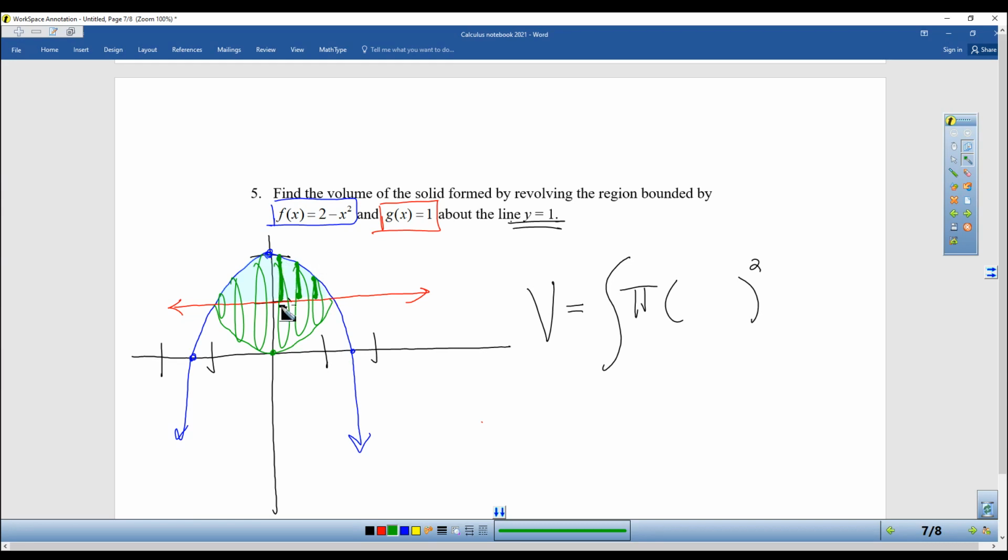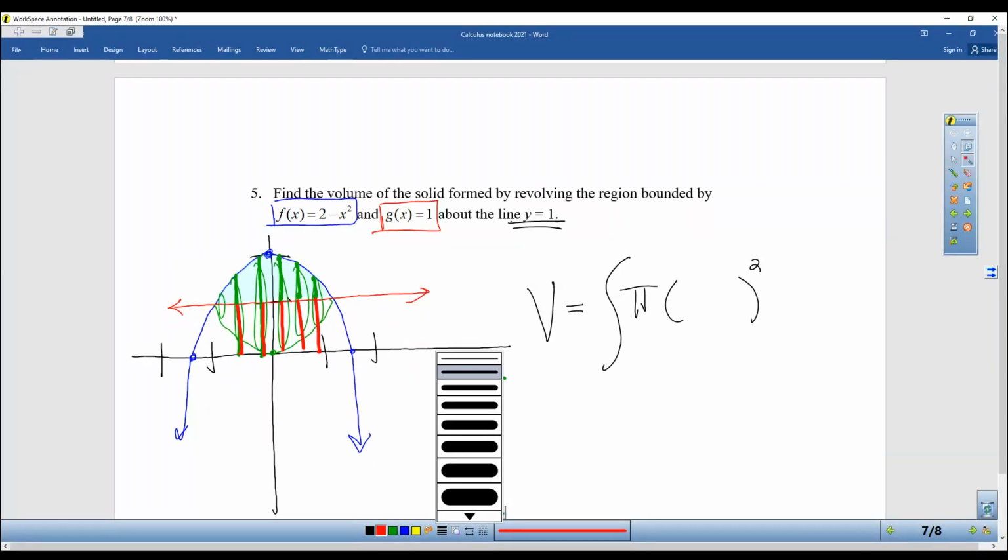It's not all the way anymore. It's not 2 minus x squared. You can't just always use the function. But in this case, 2 minus x squared would give me this. But since I just want a little piece of it, I'm going to have to keep subtracting 1 each time. So my formula for my radius is going to be 2 minus x squared, that would give me the full height, minus 1.